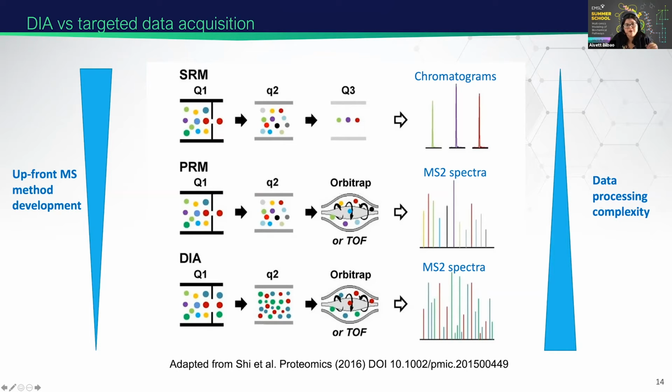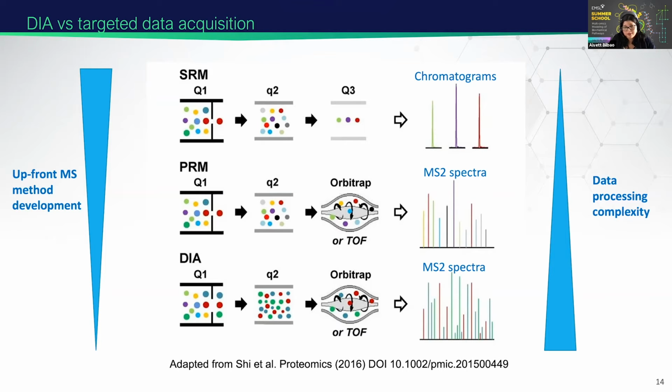And then for DIA, we don't need information about the proteins or the precursors that we want to analyze. We just set the instrument to collect and fragment everything that is coming out from the instrument. This implies, inversely proportional, the data processing complexity. For SRM, it's very easy because basically the instrument already did the job of making the chromatograms, and the researchers already did the job of selecting upfront the proteins and the peptides and so on.